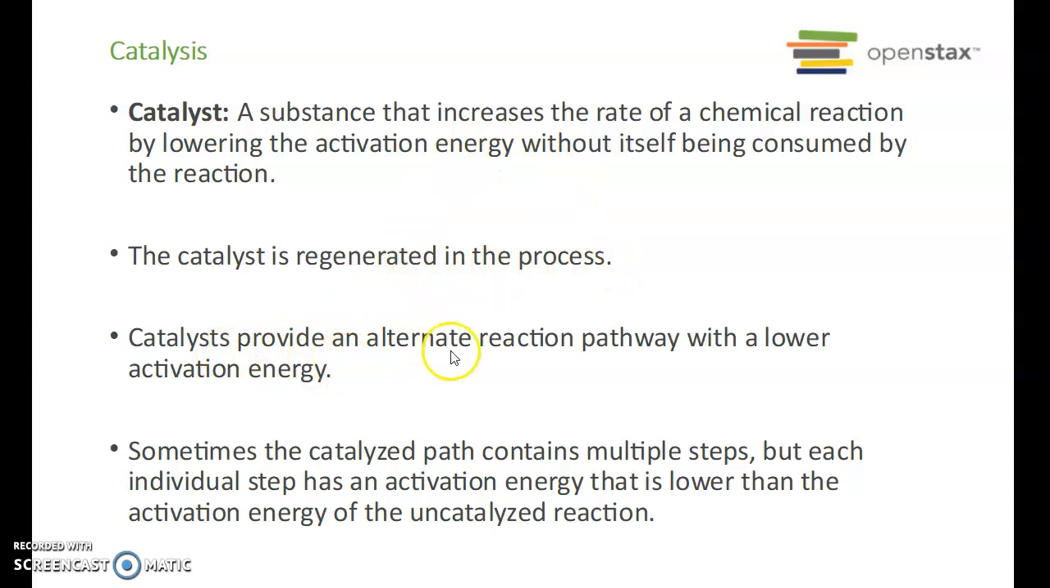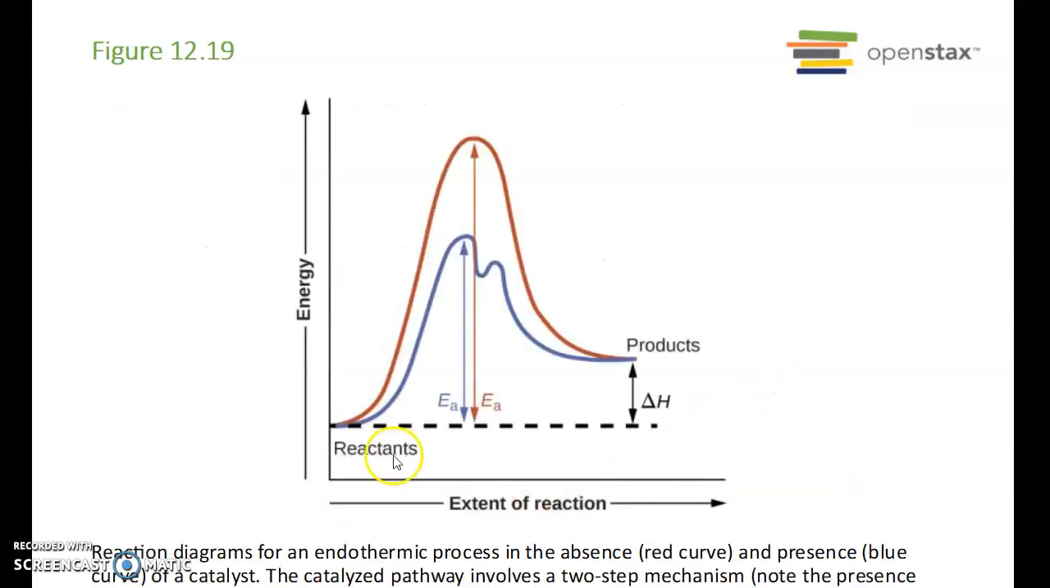The catalyst provides an alternate reaction pathway with a lower activation energy. Sometimes the catalyzed path contains multiple steps, but each individual step has an activation energy that is lower than the activation energy of the uncatalyzed reaction. For example, if you were to start off and have a general reaction where you had the reactants here going to the products here, where you had to actually put energy into the system to have these products take place, and you may have a very high activation energy for that to take place.